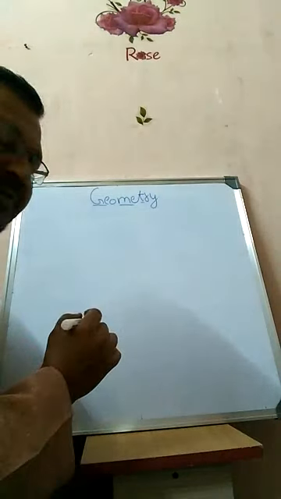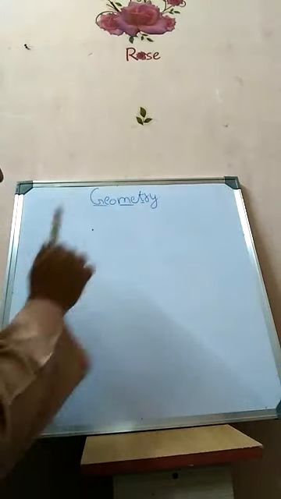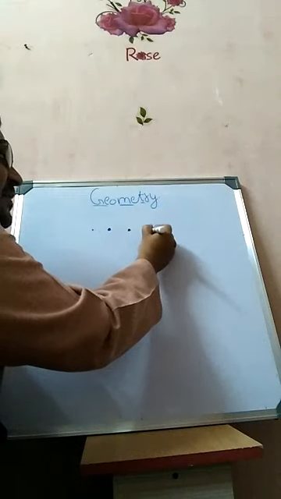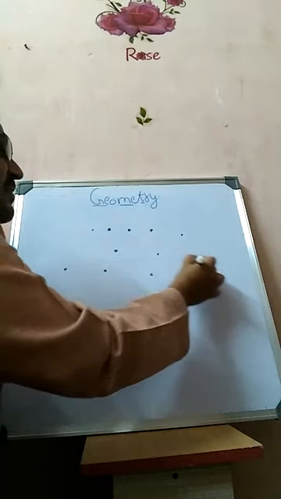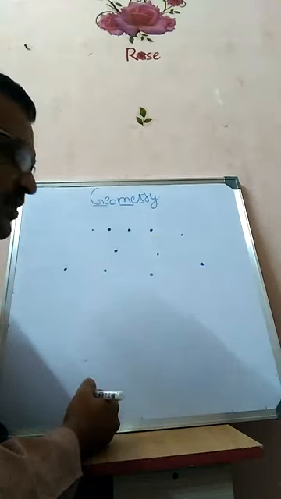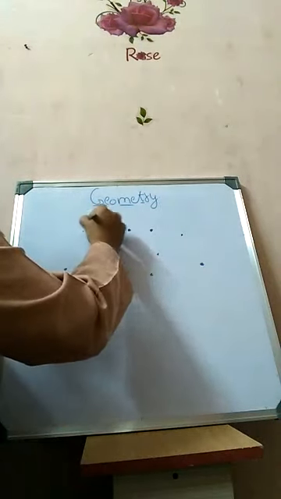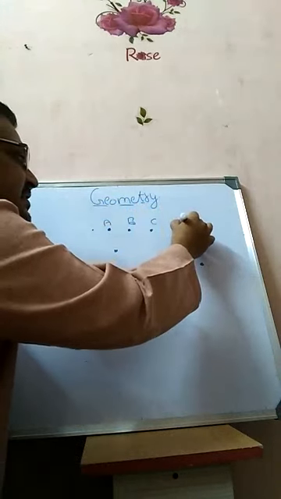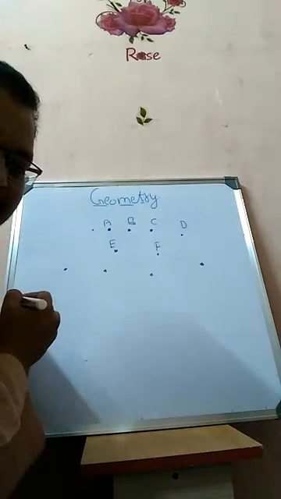So geometry will start from a point. See, it is a plane surface. Upon this plane surface, infinite points will be. Many points will be infinite. So these points in geometry we denote by capital letters. Point A, point B, point C, point D, point E, point F, and so on.